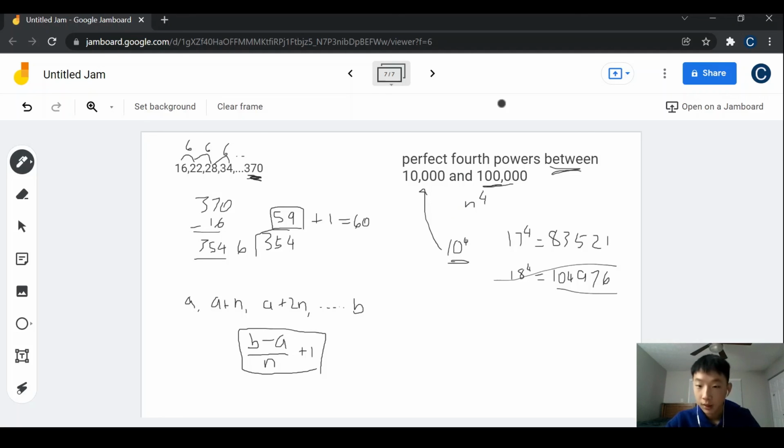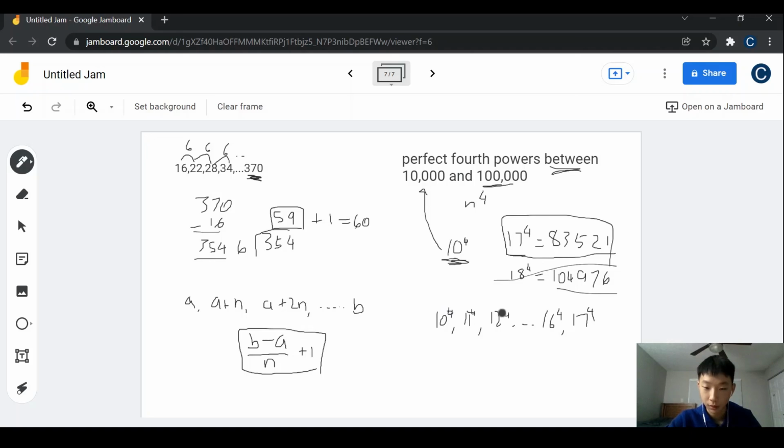So this we can see is greater than 100,000, so it's not going to be one of the ones that we're considering. So we know that since 83,521 is less than 100,000 and greater than 10,000, this is going to be the greatest number in our list. So this is the smallest, this is the greatest. Now we have a more manageable list. 10 to the fourth, 11 to the fourth, 12 to the fourth, all the way up to 16 to the fourth, 17 to the fourth. And now we know how to count this list.